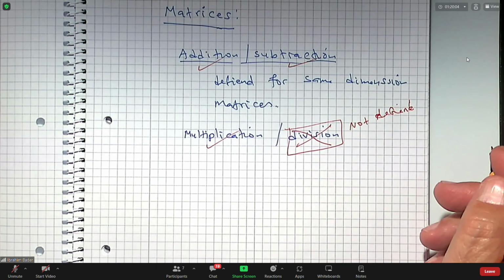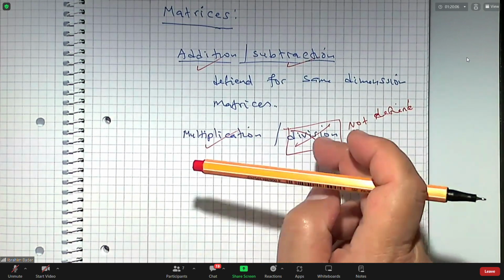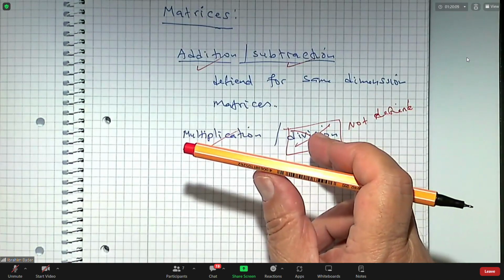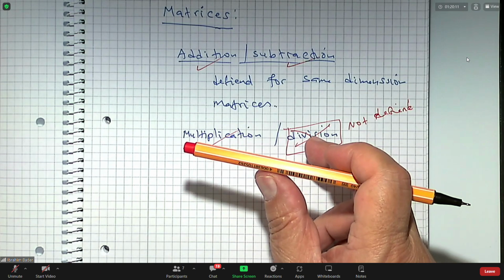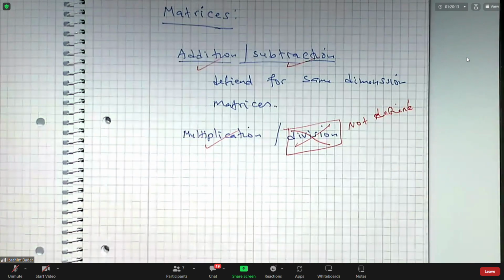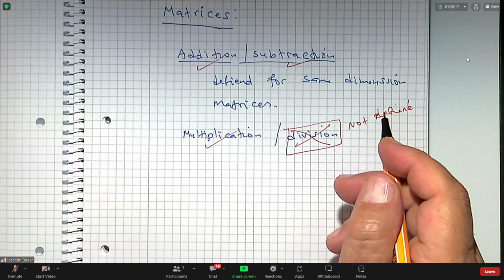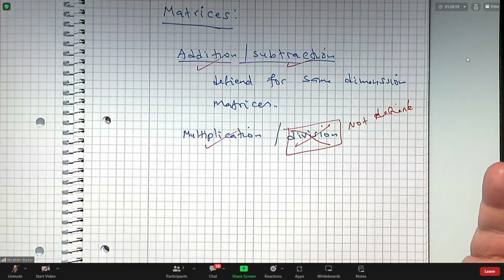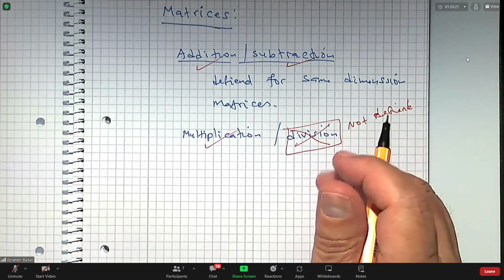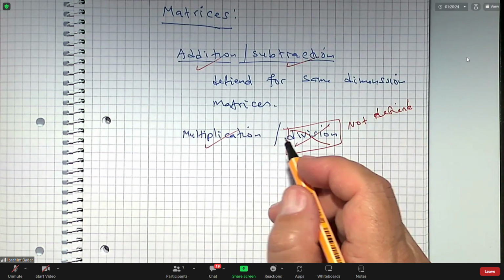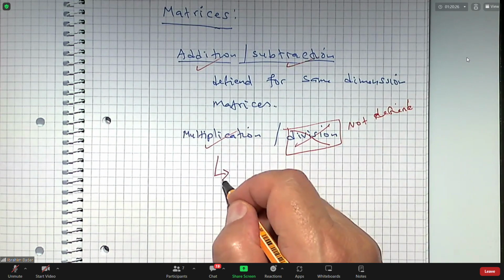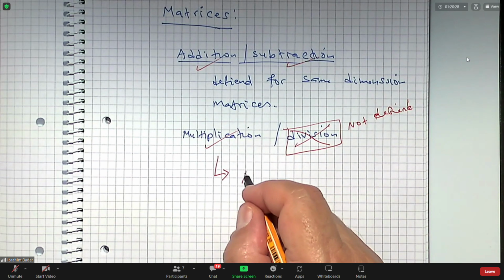And that's why we will learn in the next session how to solve still. If you have multiplication, you don't have division. How would you get rid of variables? I will tell you in short just to prepare for the next session. But before that, multiplication. When is multiplication defined?